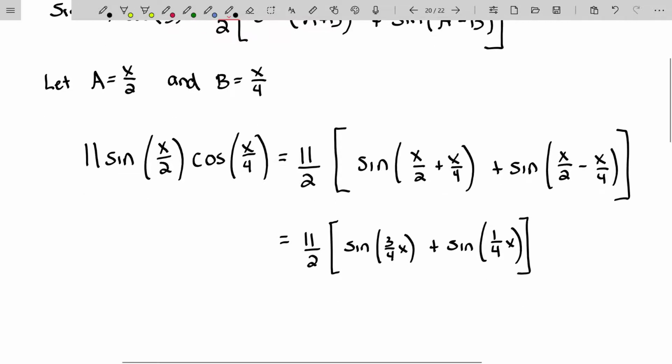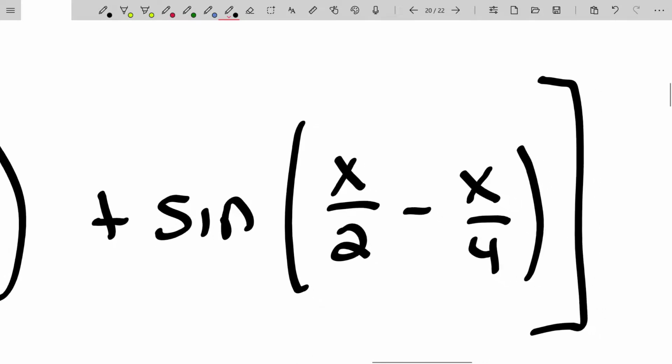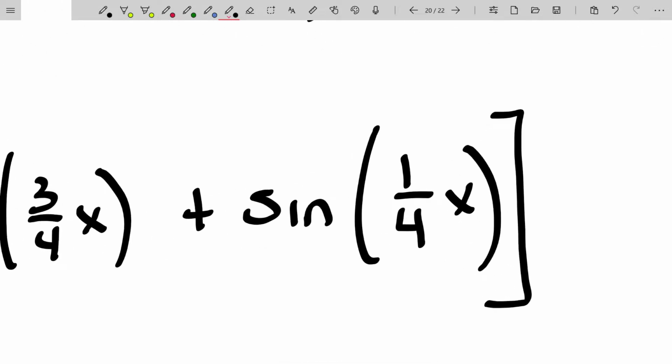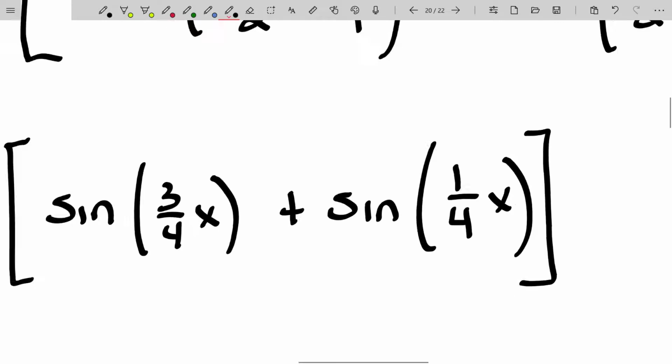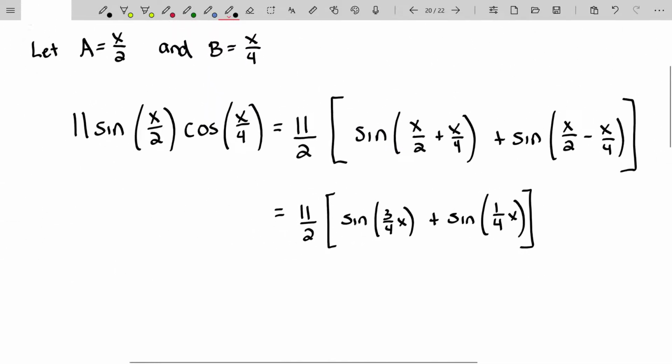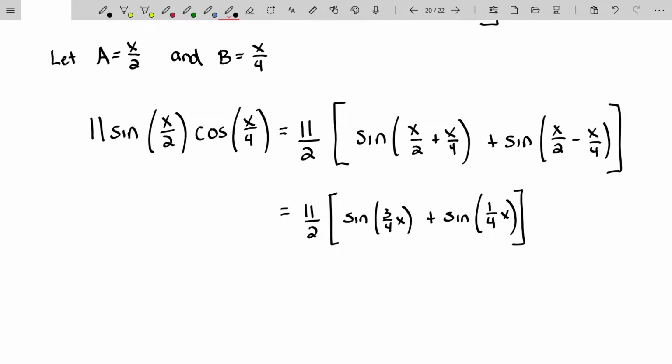Now, I did say that you will often use the even odd identities with this stuff. It's because of that difference of angles. You will often get a negative angle there. We didn't in this case, but you often will. And that's okay, because if there was a negative there, we know sine is odd, and so we would move that negative to the outside of the sine function. But we did not get a negative there, so I'm not going to bother with that. This is that product written as a sum. You could leave the 11 halves on the outside or distribute it. It really doesn't matter.